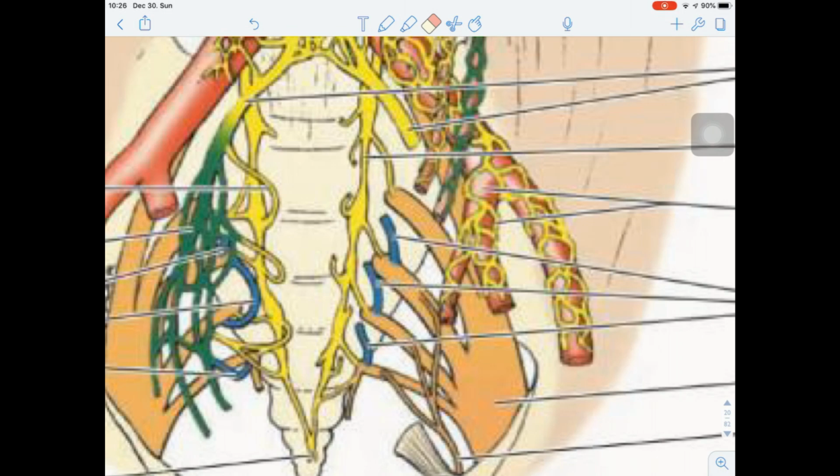The thing is that sympathetic nerves synapse in this plexus down here, all right? But the parasympathetic nerves, do they synapse in the inferior plexus? No, they don't synapse. Parasympathetic nerves always synapse where? In the wall of the organ.